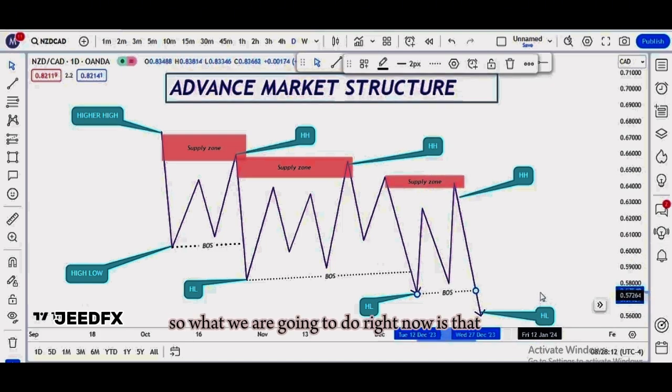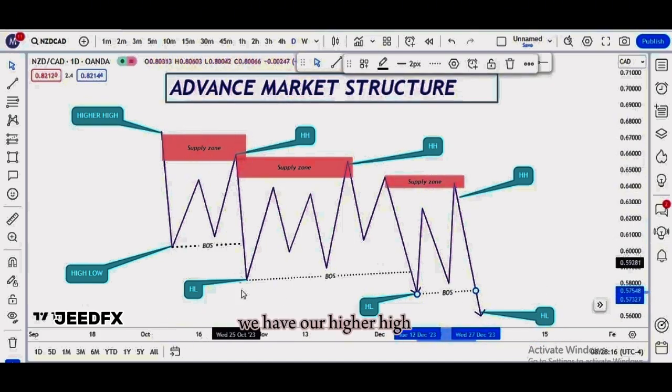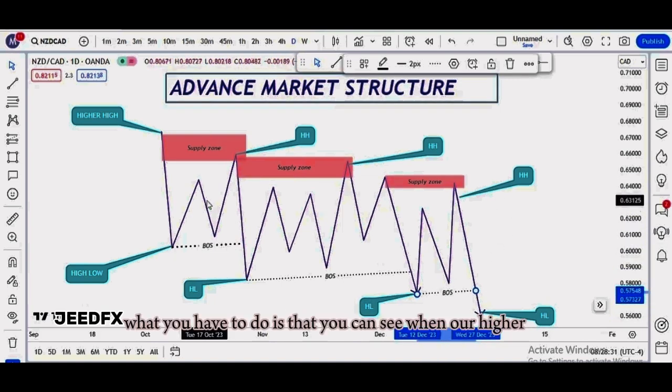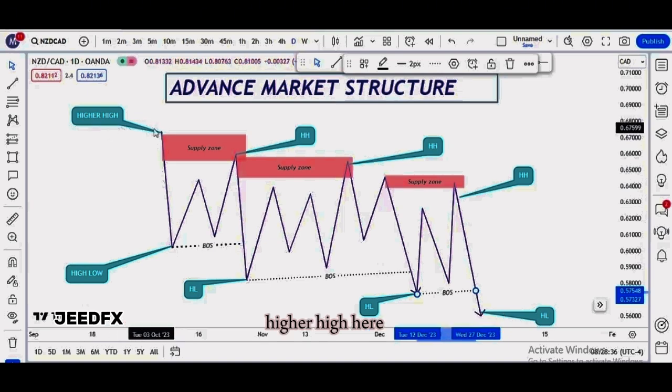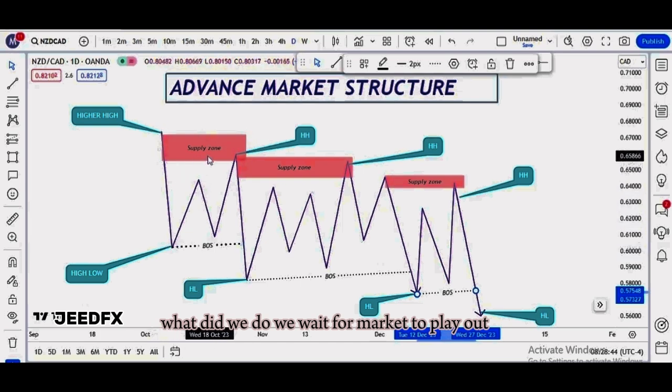So what we are going to do right now is we have our higher high here. Higher low, higher high, higher low, higher high, higher low, higher high, and higher low. What you have to do is, when we get a higher high and higher low here, what did we do? We wait for the market to play out.